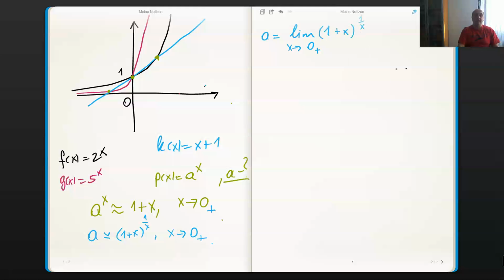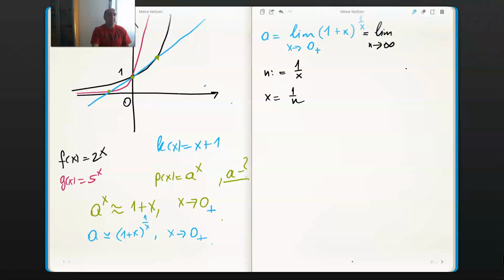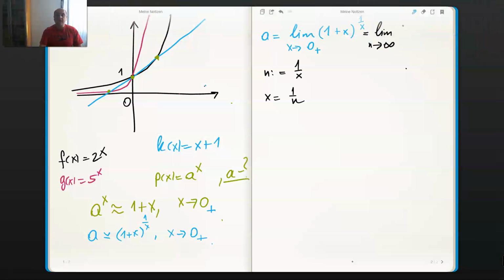All right? And, well, let's substitute. Let's call n equal to 1 divided by x. So x is 1 divided by n. And now we've chosen x to be very small positive, so that means n is very big positive. So it goes to infinity, which means we're having a limit n towards infinity of 1 plus 1 divided by n to the power of n. But wait a second, isn't that Euler's number? There you go. This is e.